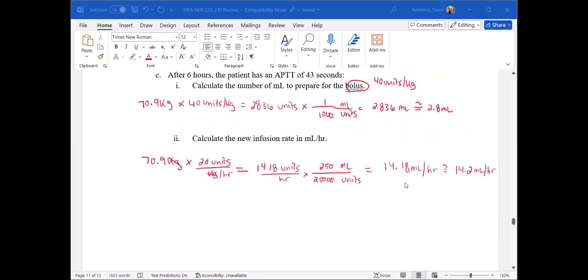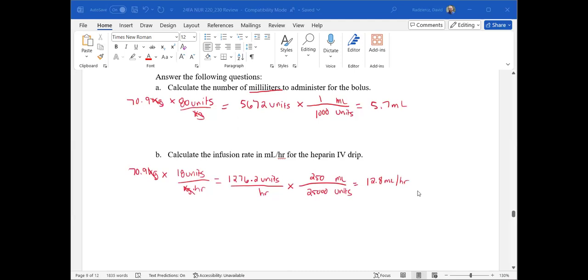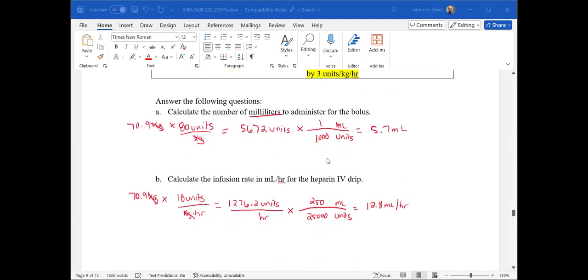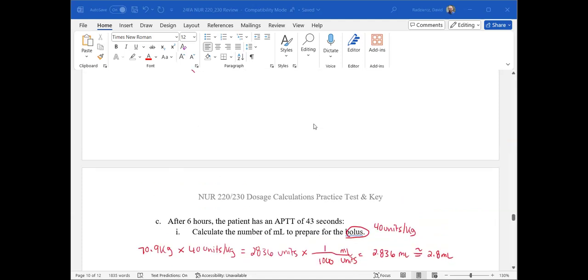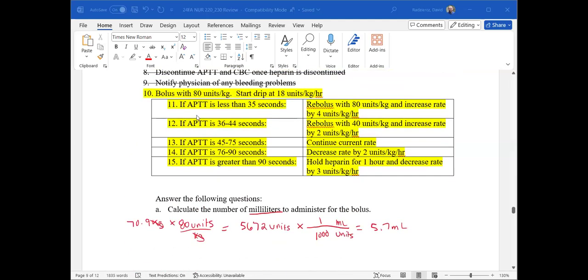The other thing is sometimes they might give you just these two questions, the bolus and the infusion rate. They might also tell you a scenario like, okay, they've been on an infusion for 6 hours. We test their clotting time and we find that it's 43 seconds. And then that's where you use the other steps of the protocol. So 11 through 15, you use those steps to tell you what to do next. Or sometimes you don't even know what you did initially because you're just coming in after 6 hours.